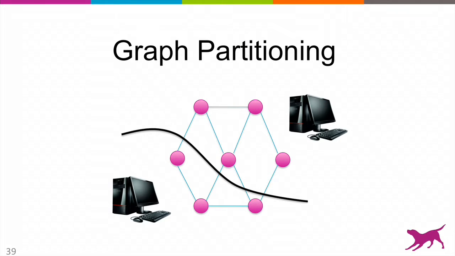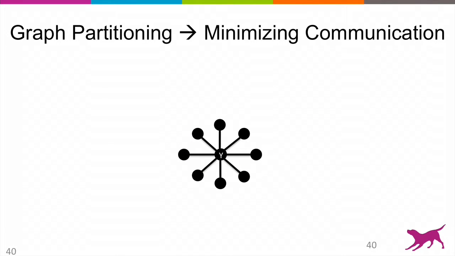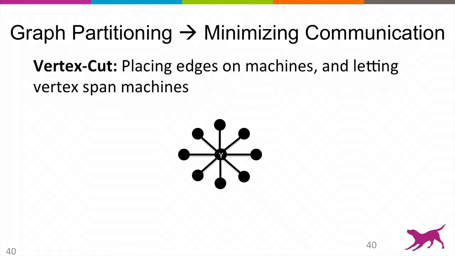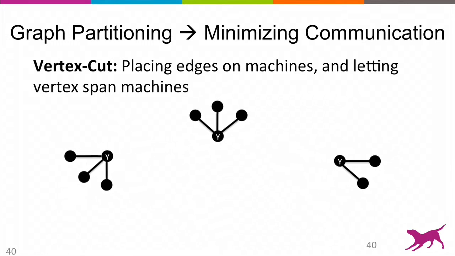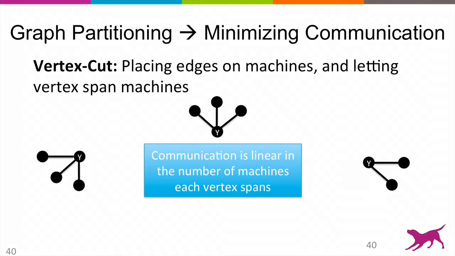But there's one lingering question when it comes to distributing graphs: graph partitioning. How do we cut the graph over the network? The objective of graph partitioning is to minimize communication costs. However, unlike many other graph systems, which place vertices and let edges span across machines, what we're going to do here are vertex cuts. Essentially, we place edges on machines, and we let vertices span machines. This can be shown to be provably better for power-law graphs, or natural graphs, which are very common. We talked about that a lot in the earlier PowerGraph paper.